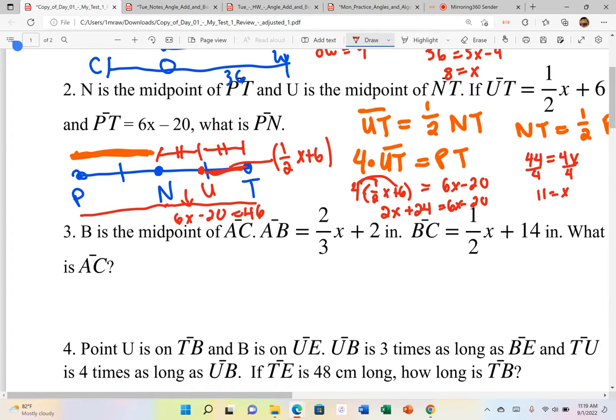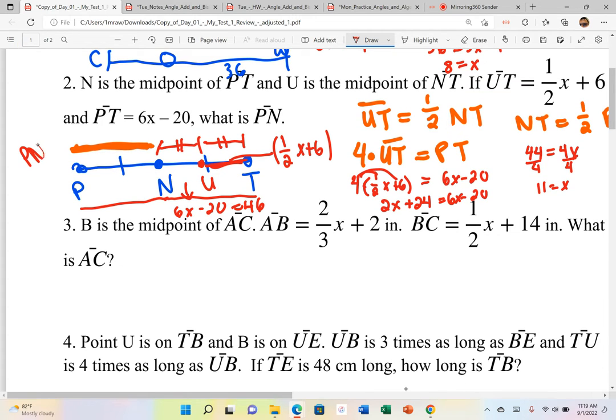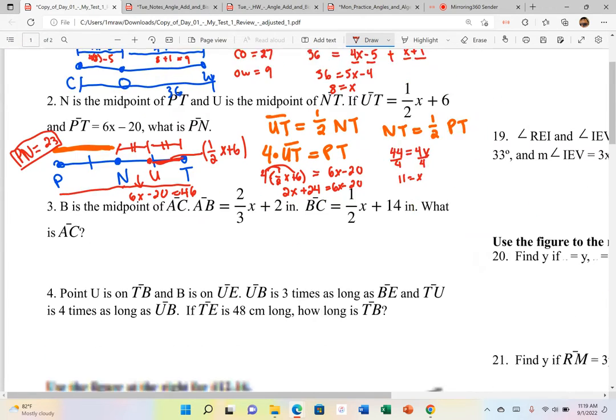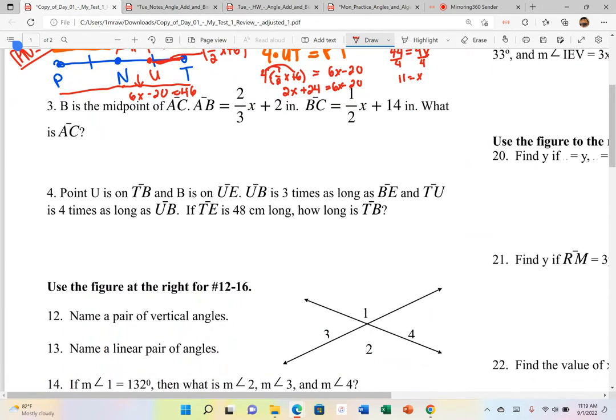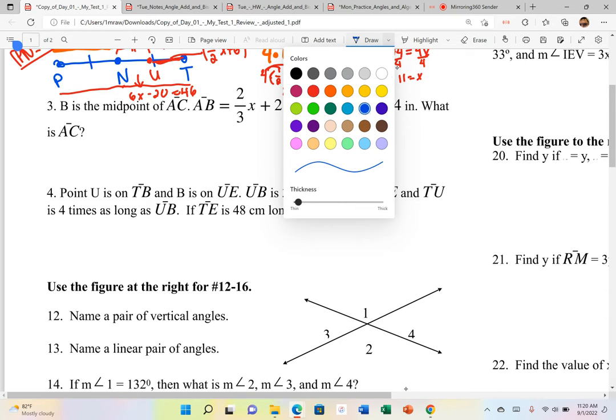But that's not what the question's asking. It's asking for Pn, and Pn is half of the whole thing. Yes? So that means that Pn is equal to 23. Fantastic. All right. Now, number 3, I'm going to show you how to get rid of the fractions on this one. It's going to be kind of fun.